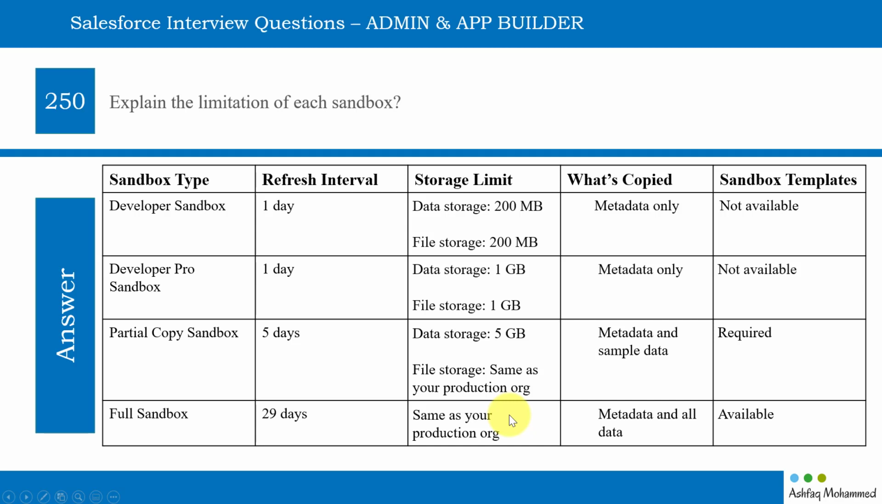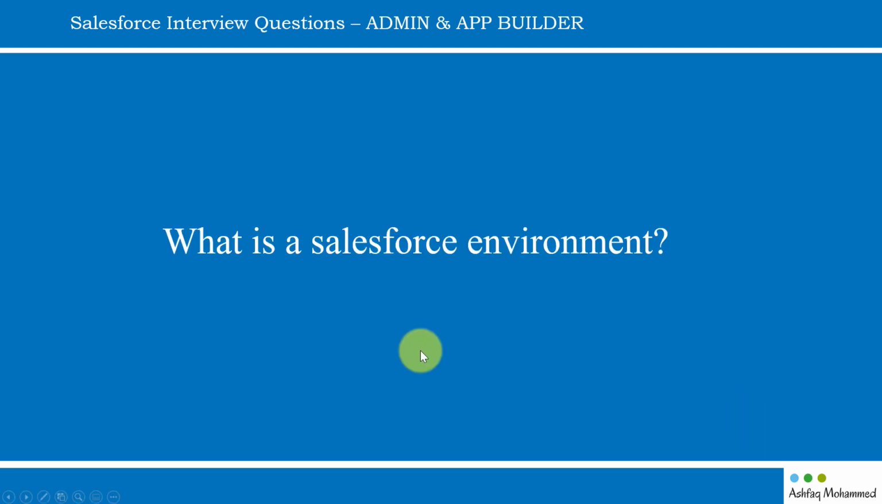Let's say your production has 40 GB of storage, then automatically the full sandbox will get 40 GB of storage. What does it copy? Metadata and all the data. And templates are also available in this full copy sandbox. Okay, so let's go to the next question.